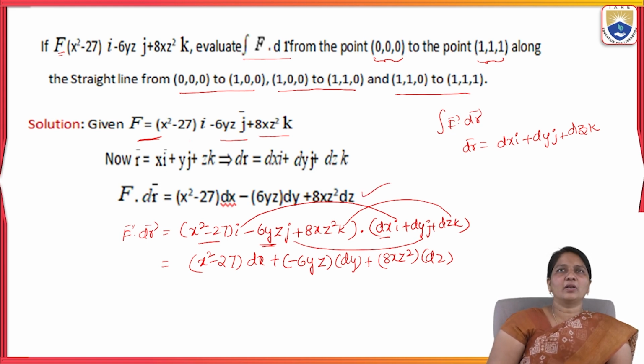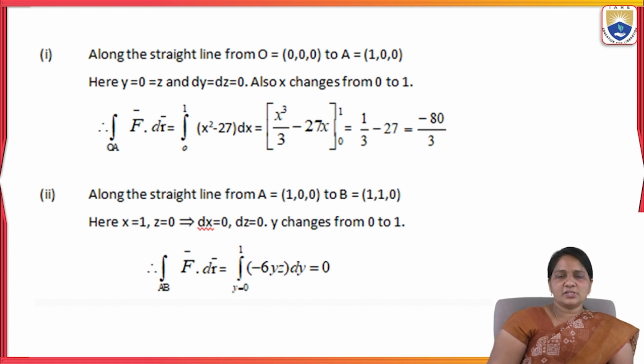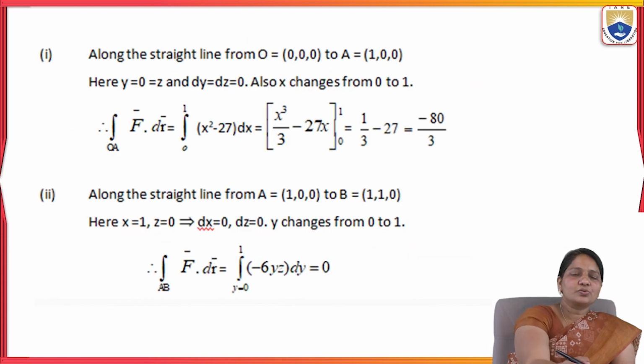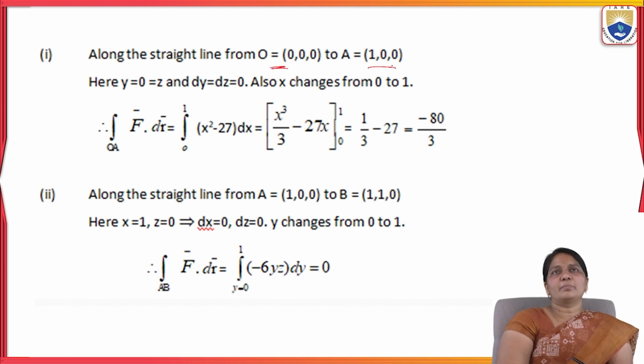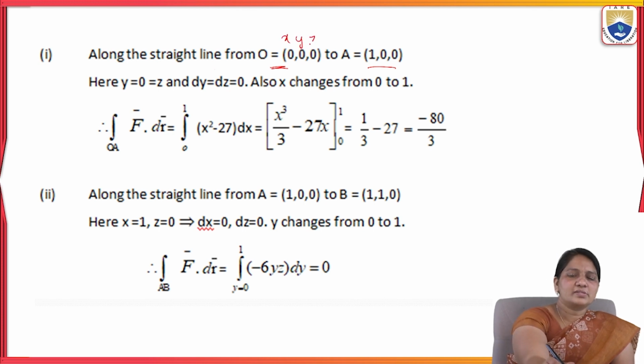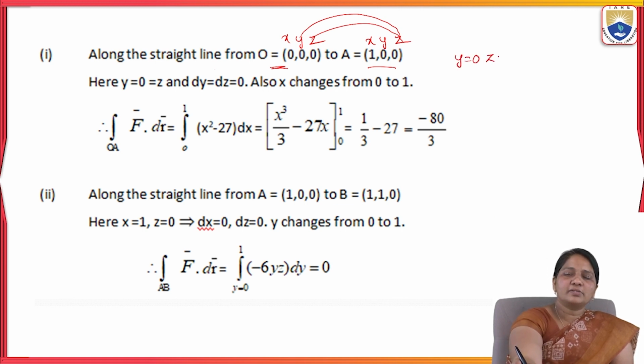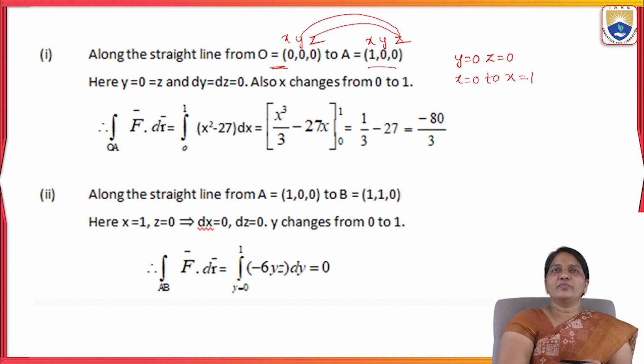Now we are going to integrate along that curve. We can observe what straight line they have given, first from 0, 0, 0 to 1, 1, 1. Along the straight line, first we take 0, 0, 0 to 1, 0, 0. So here x, y, z: the y value is 0 to 0 and the z value is also 0 to 0. So y equals 0 and z equals 0, and here the x value goes only from 0 to 1. So x changes from 0 to 1.